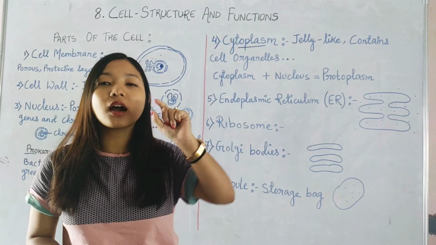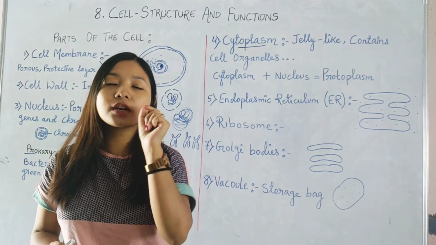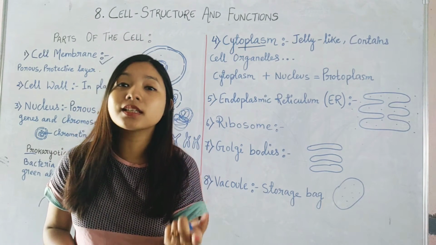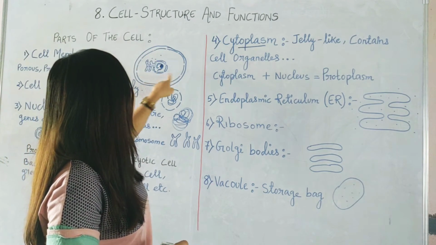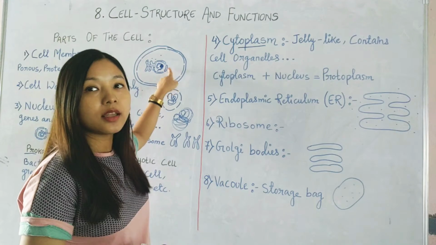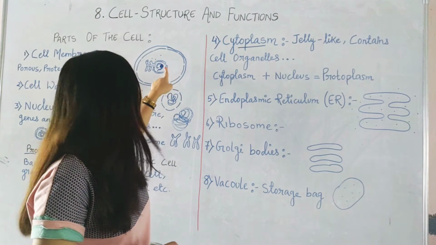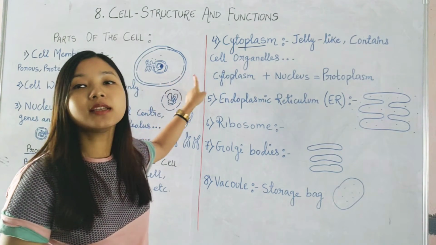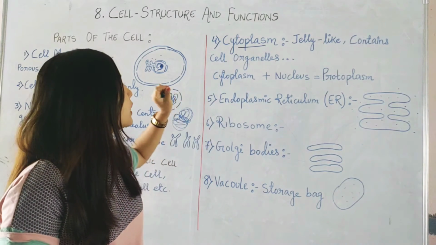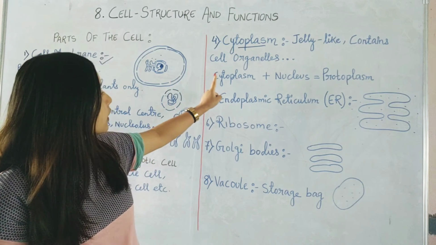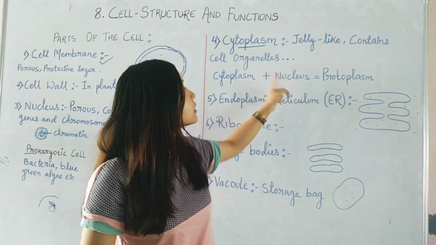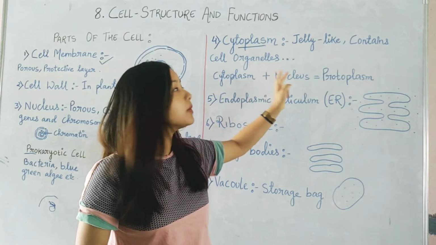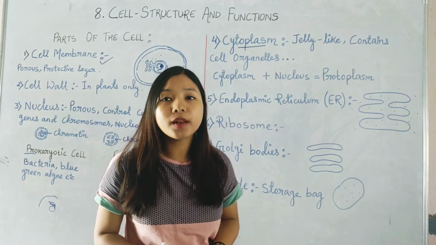Cell organelles are the small structures or components present inside the cell. For example, nucleus is present inside the cell membrane and in the cytoplasm. So nucleus is also a cell organelle. Now, cytoplasm along with the nucleus, both of them together can be termed as protoplasm.